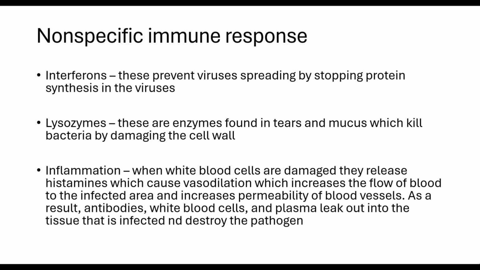So that's what's going to happen, yeah, and that's going to increase flow of blood to the infected area, and that increases permeability of blood vessels. As a result, the antibodies and the white blood cells and plasma leak out into the tissue that's infected and destroy the pathogen. So because that vessel has dilated, there's more blood around that tissue, and so that causes some of the contents of the blood, like the antibodies, the white blood cells, and the plasma, to start leaking out into the tissue around it, which is going to destroy the pathogen. You get me? That's called inflammation, yeah.